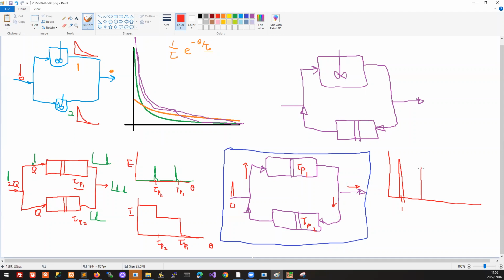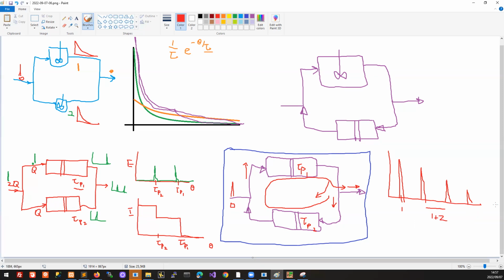So we get another contribution here. And then again, we get part of that recycled again. So a second pass recycle. And then we will get some going out here and some passing through here. So we get a third spike here. And each time these are being delayed by a period of tau P1 plus tau P2. I'm just writing it as 1 plus 2.